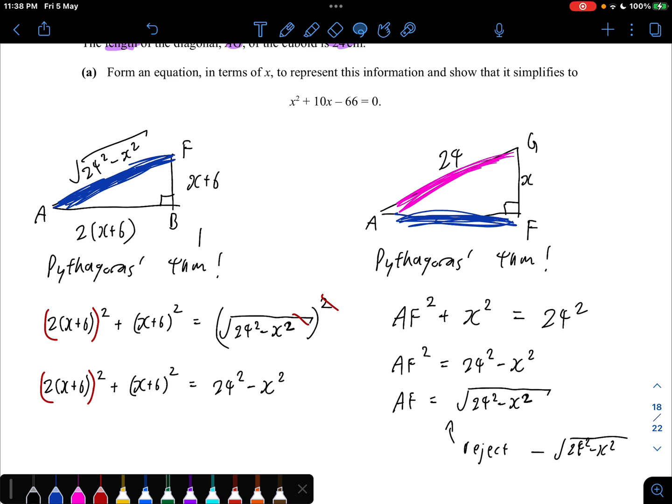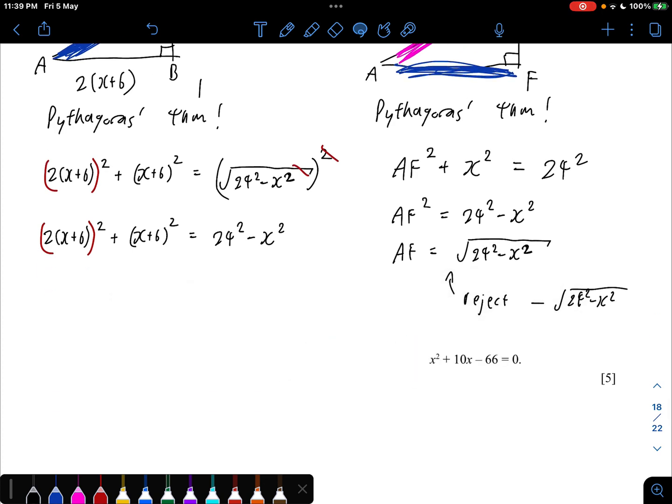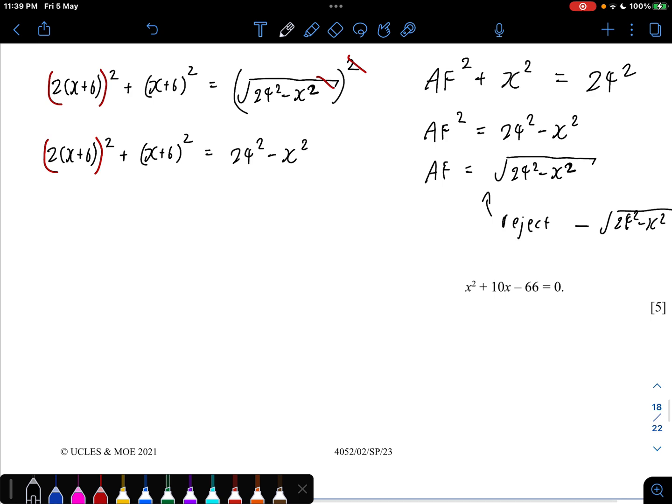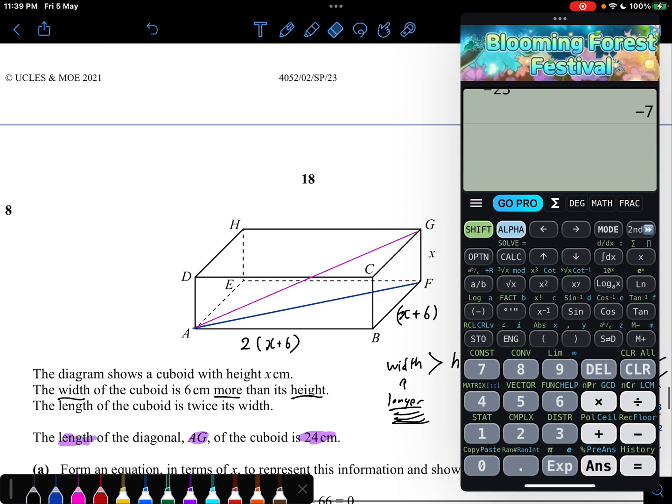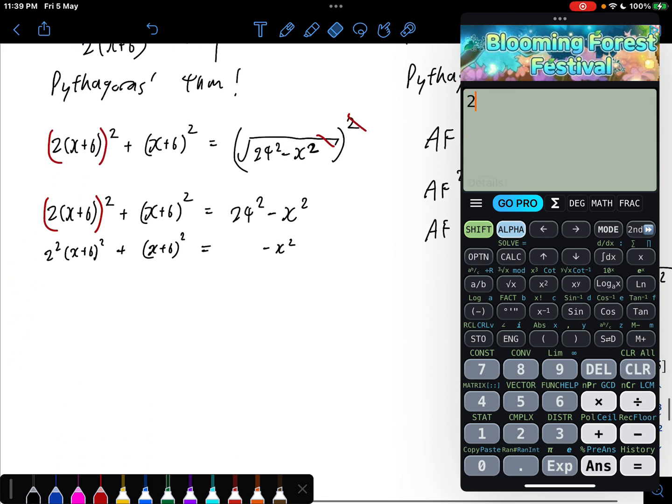Now this is an equation that will eventually be simplified into this. Let me show you how. x squared plus 10x minus 66 equals 0. It will eventually become this format. Let's just expand this. So we get 2 square times x plus 6 bracket square plus x plus 6 bracket square equals to 24 square minus x square. Okay, at this stage I have no choice. I need to expand this already. 24 square, let's see what it is. 576.